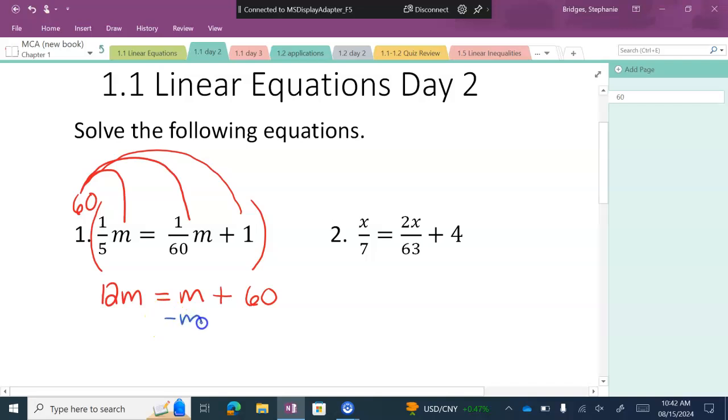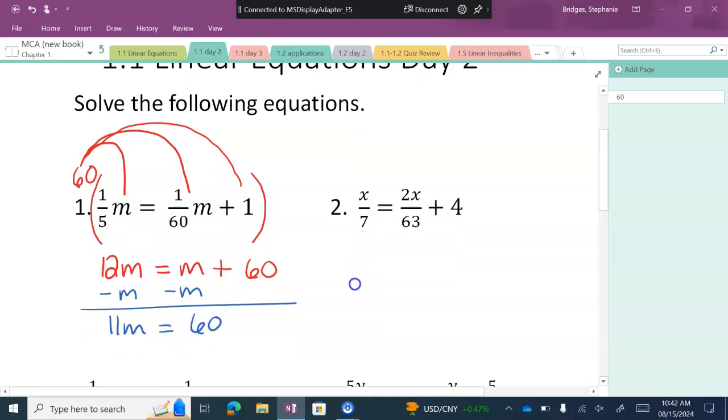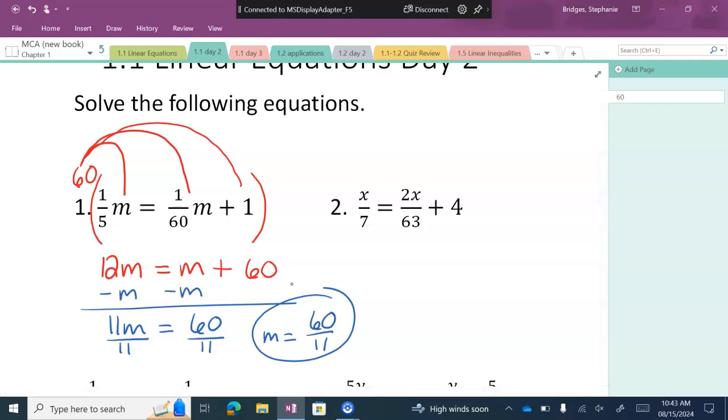I'm going to subtract my 1m over to my 12m, leaving me with how many m's? 11. And then I can divide both sides by 11. Does 11 divide into 60 evenly? No. Do 11 and 60 have anything in common that I could simplify? No. So I'm just going to leave my answer as that ugly fraction 60 over 11. If you want to change it to a decimal, you're welcome to. But that just requires more work, so why do that? Make a little bit of sense?